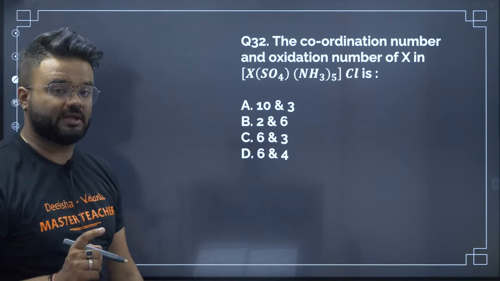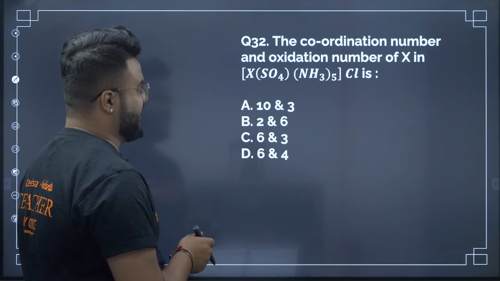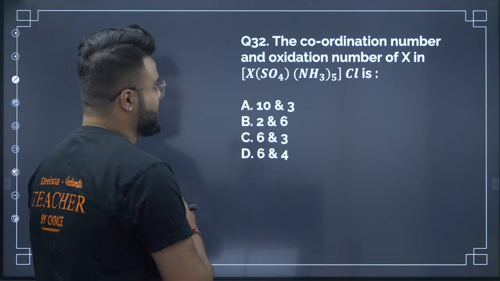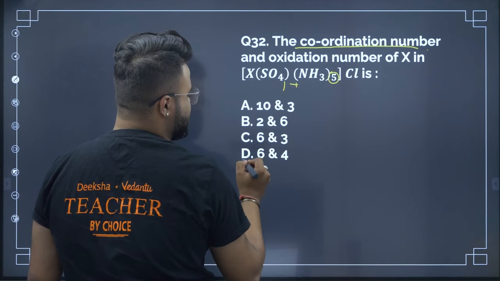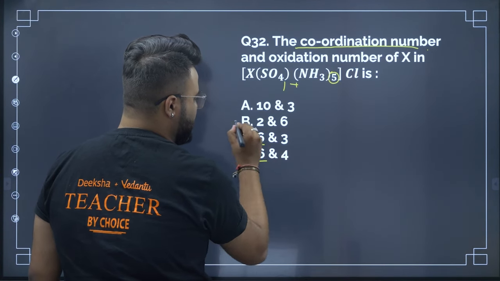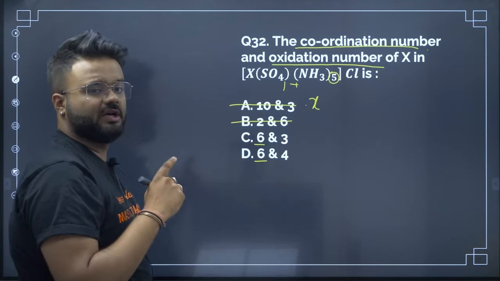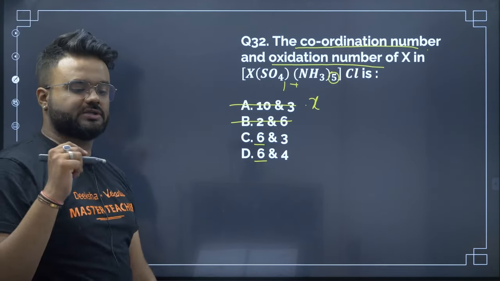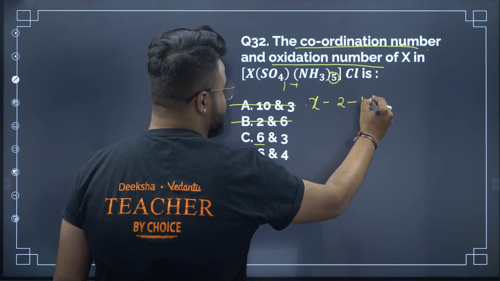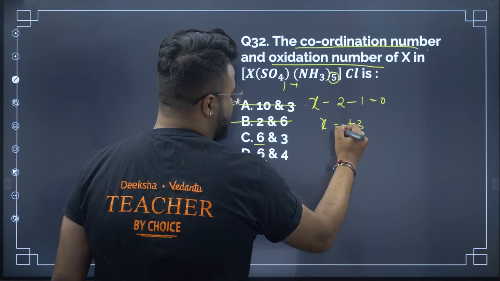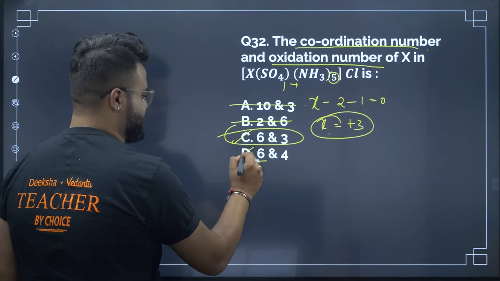Now, coming back to question number 32, the coordination number and oxidation number of X in this complex is dash. So coordination number is the number of ligands. So 5 plus 1 is nothing but 6. So these two options are correct, these two options are wrong. Now coming back to the oxidation number of X. So we have to find the oxidation number. The oxidation number is X minus 2 and minus 1 is equal to 0. X is equal to plus 3. Therefore, option C will be your correct answer.